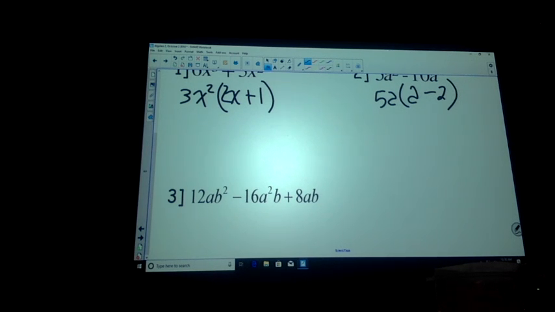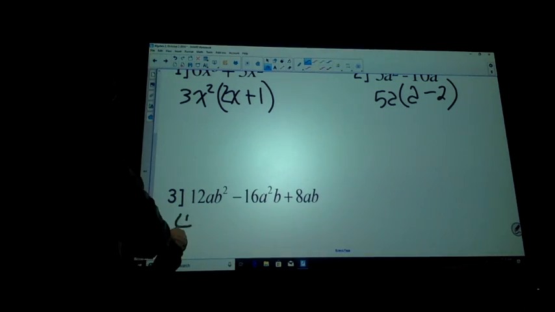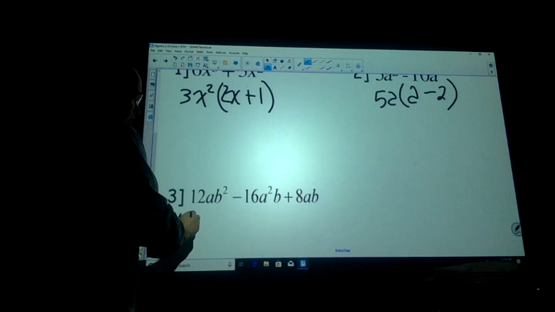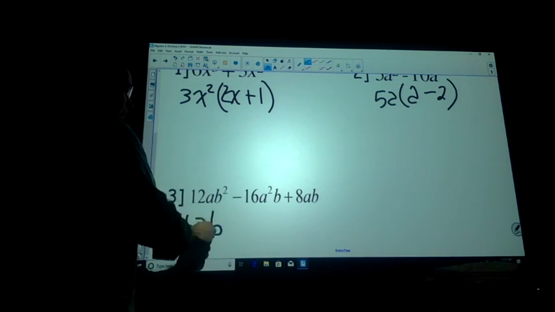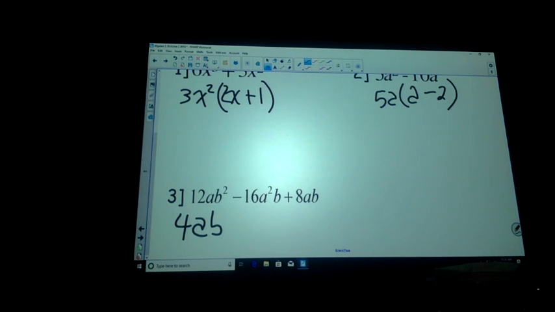Can I do anything bigger than 4? Is that it? 4AB. 4, and then I have A to the first, A to the second, A, so I can factor an A out. I have B to the second, B and B, so I can factor a B out. Does that make sense so far?